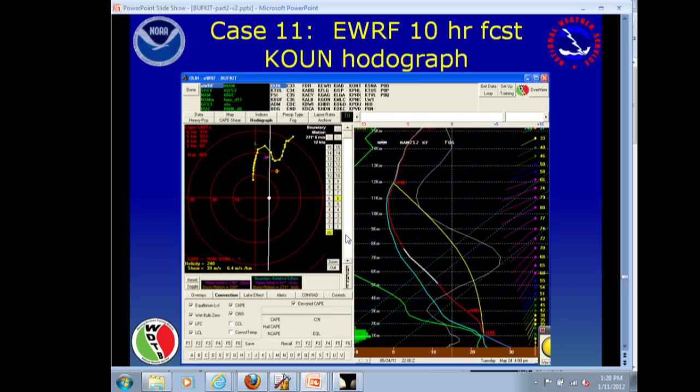So there's a curious thing that goes on here. You notice this white line. Boy, am I opening a can of worms this late in the day. See that white line right there? This is a tool in BUFKIT.